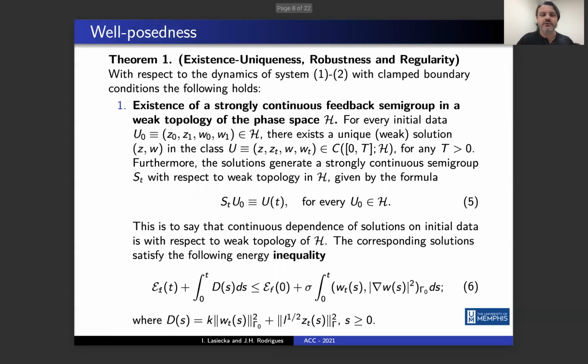Therefore, the well-posedness results read: for every initial data in the phase space H, there corresponds a unique solution which is continuous in time with values in H. Such solutions will be global in time and therefore will define a nonlinear semigroup in H, which will be continuous with respect to the weak topology. That means the continuous dependence on the initial data will occur with respect to the weak topology. These solutions will also satisfy the following energy inequality given by expression number 6.